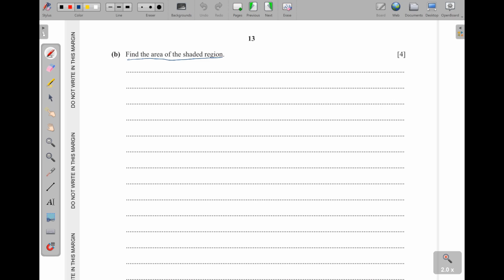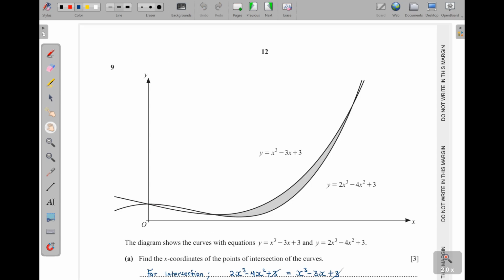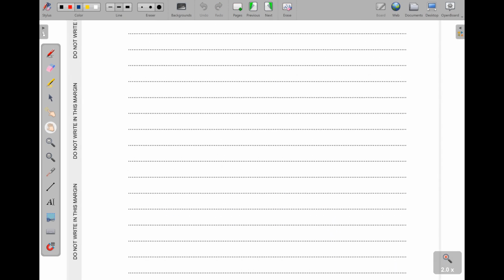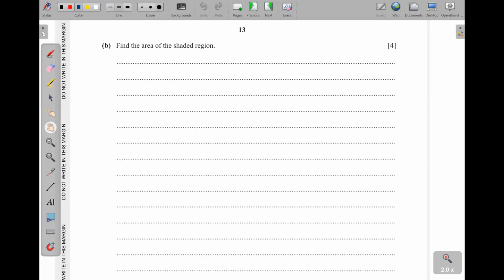Part B, find the area of the shaded region. When we look back here, we see that this one here is the one that is above this one. So we just integrate the one which is above, and then we subtract the one which is down. This is the one which is up, we subtract this one which is down. Now let's go back. That means our shaded area, this is one application of integration.